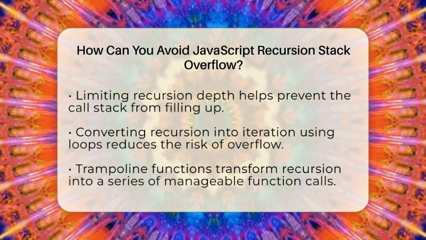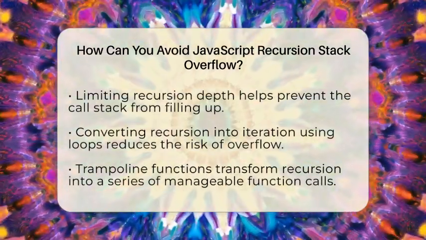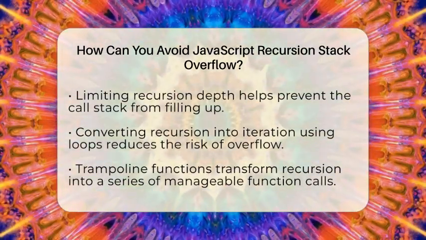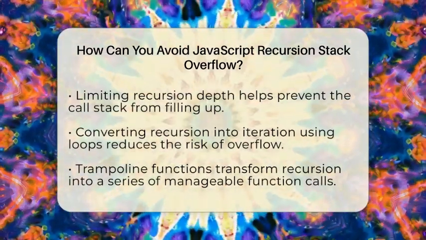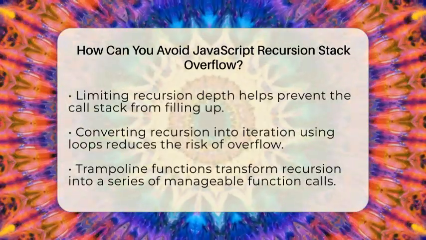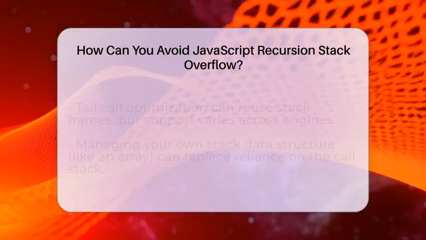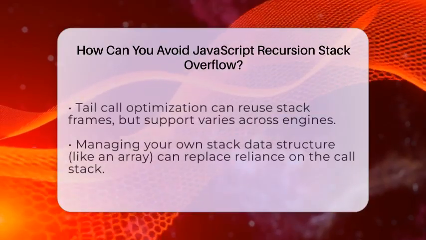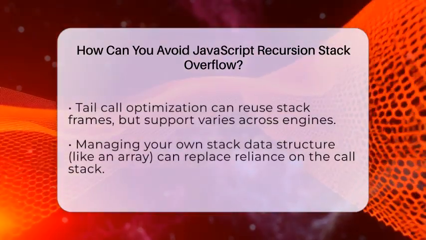You can also use a technique called a trampoline function. This method transforms recursive calls into a series of function objects that are invoked in a loop. It flattens the recursion into iteration, keeping the call stack small.